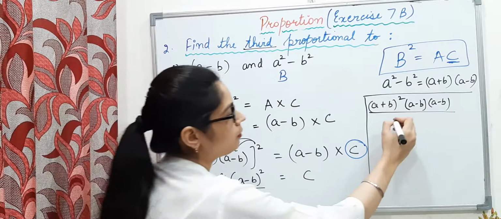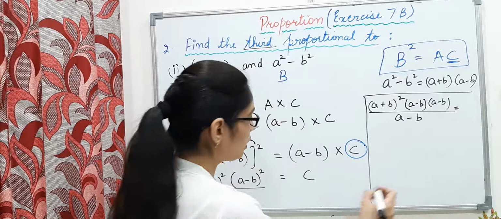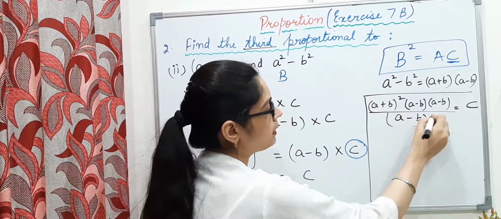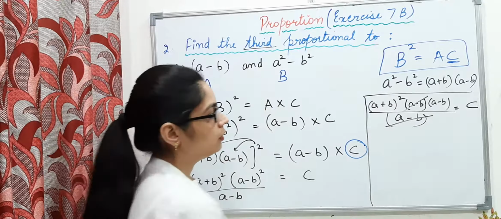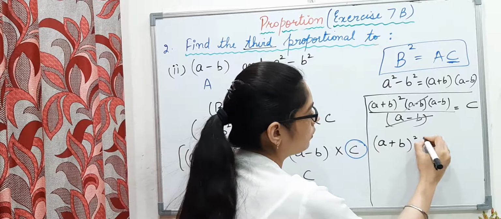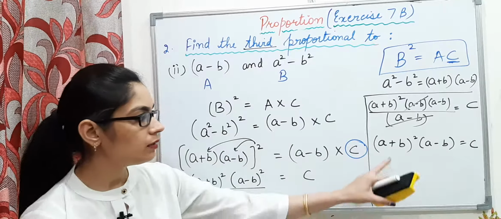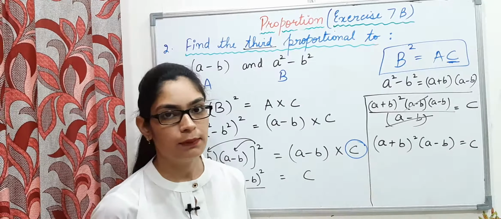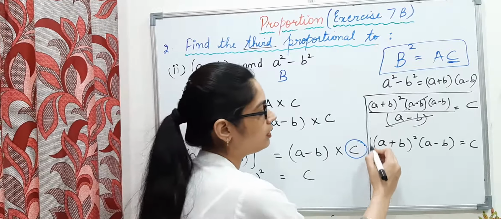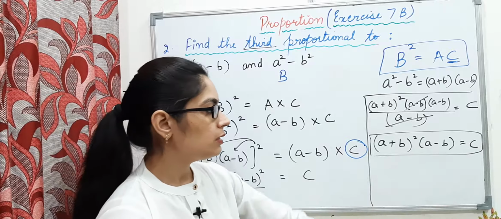Why only this one? Because a minus b is in the denominator also. So it is equal to c. One a minus b will get cancelled. So c is equal to (a plus b) whole square into (a minus b). If you want, here this also you can expand and do the multiplication, or if you want you can leave it here only. (a plus b) whole square into (a minus b).